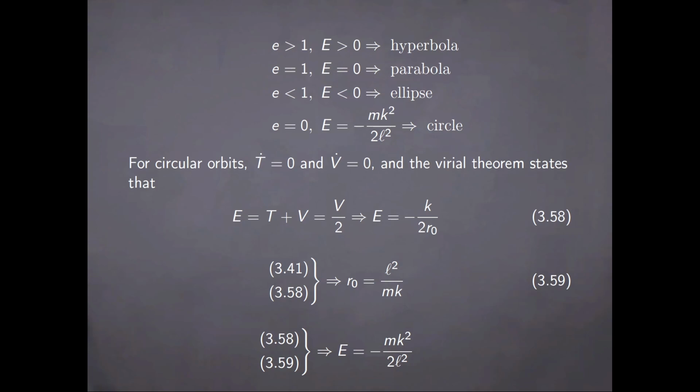Now, if we plug in the result 341 in this expression, we can find the radius of the circle as a function of the angular momentum. And then if we use these two together, we prove once again that the energy has exactly the expression we had found previously when we had derived the general equation for the orbit.